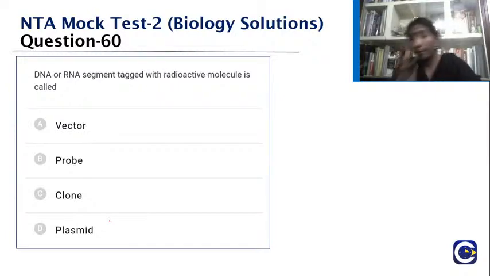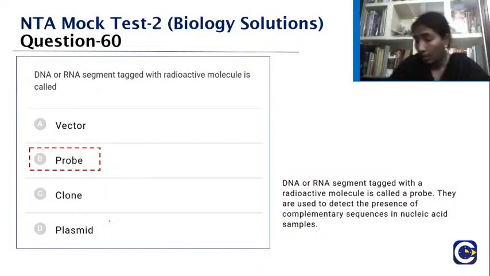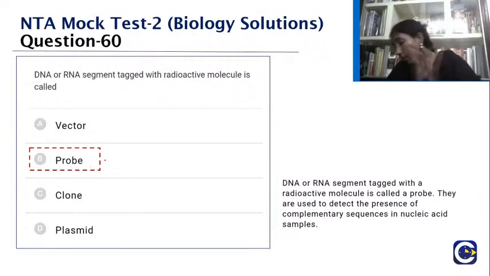Tasmim, please do participate. Yes, the answer is a probe. When you take a radioactive molecule and tag it to these molecules that we use in our studies in biotechnology, they are used to detect the presence of the complementary sequence in the nucleic acid sample. So what we use is called a probe, not a vector, a clone or a plasmid. Yes, Tasmim, you are right, very good.